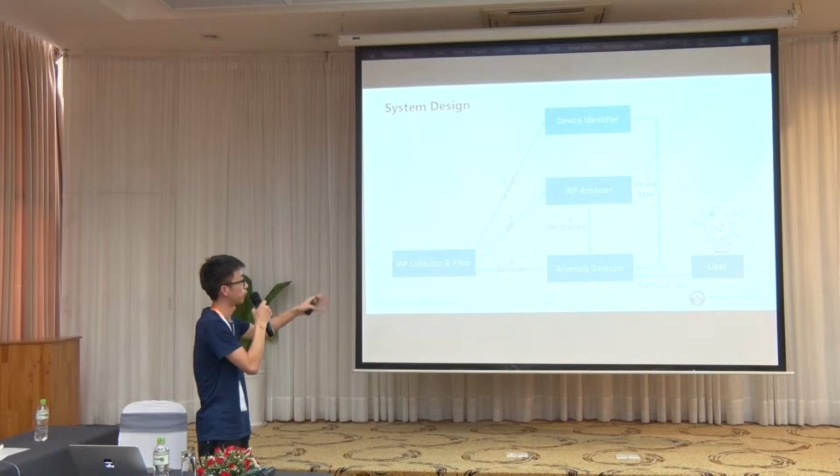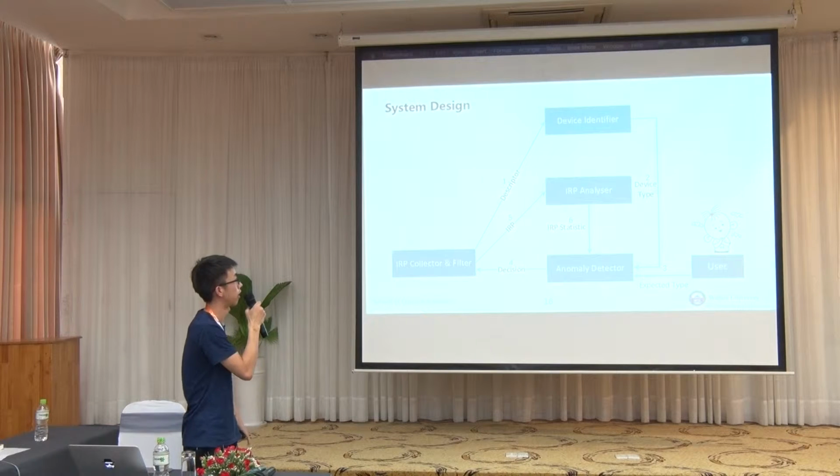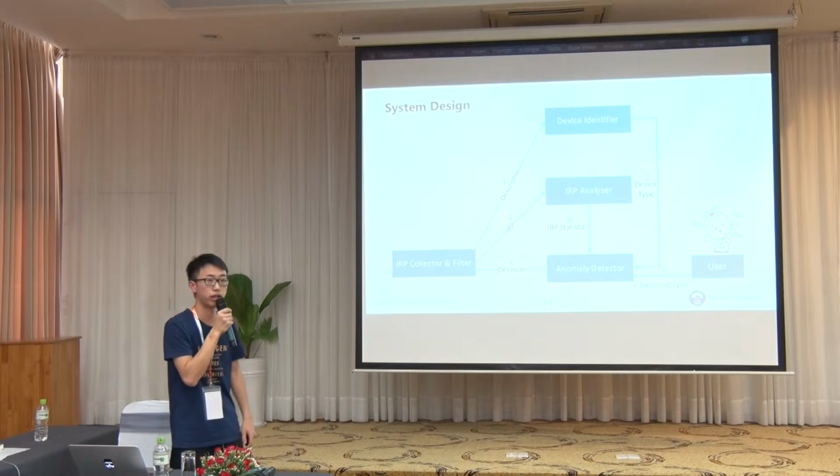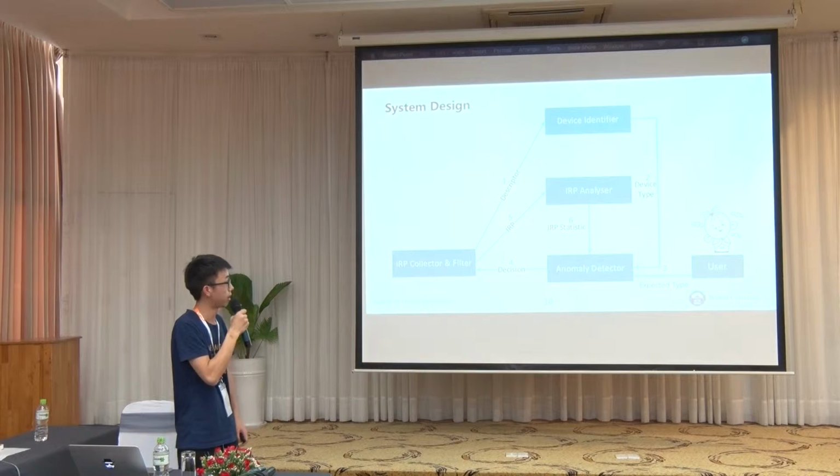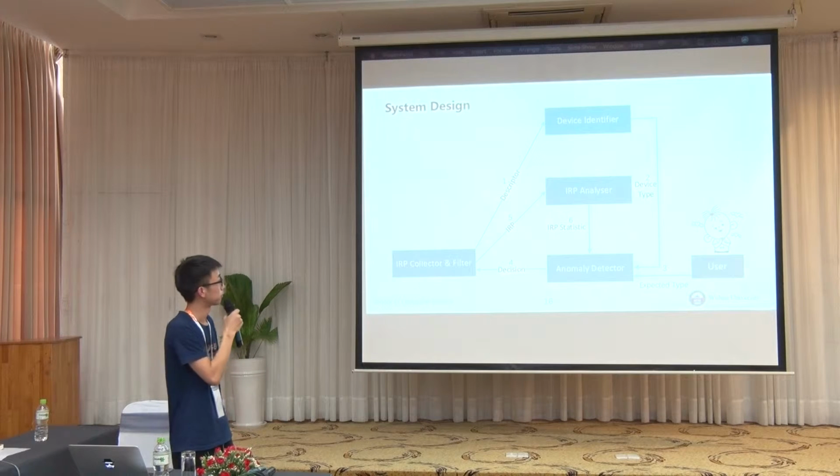Here are three more parts: device identifier, IRP analyzer, and anomaly detector. Now we just use the IRP connector and filter to connect information. And the other three parts will help us analyze the attack.